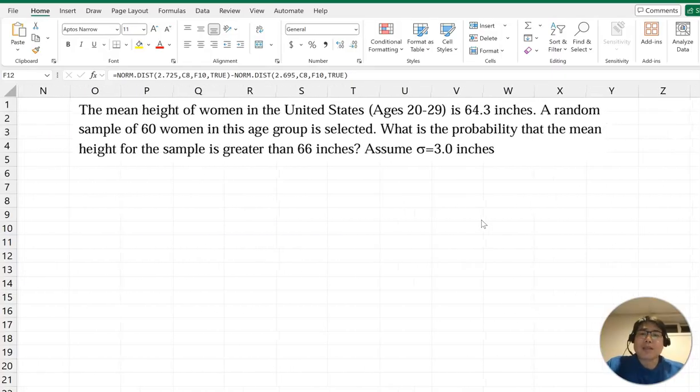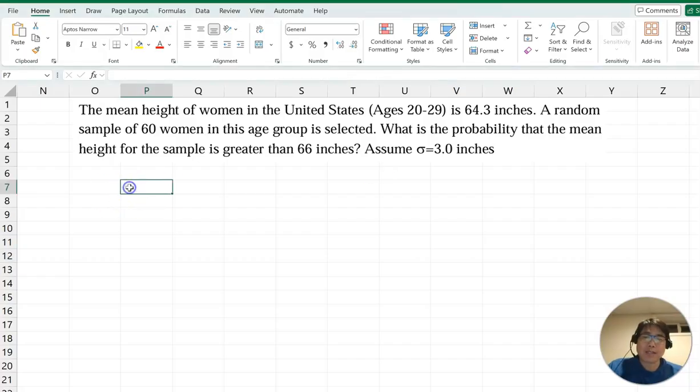The mean height of a woman in the United States is 64.3 inches. This time we focus on the age group between 20 and 29, and a random sample of 60 women in this age group is selected. What is the probability that the mean height for the sample is greater than 66 inches? Assume the population sigma equals 3.0. Okay, the same thing, I'm going to organize the data first.